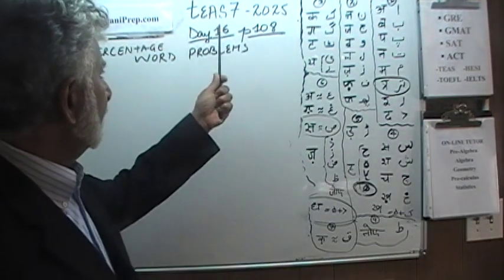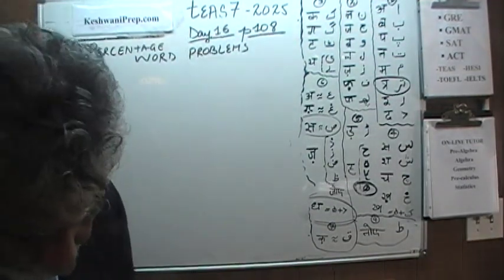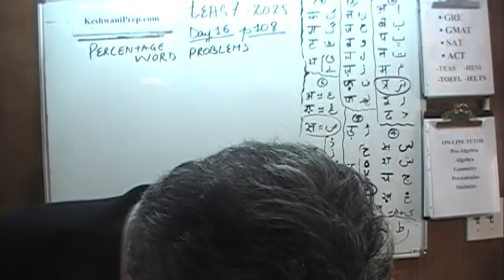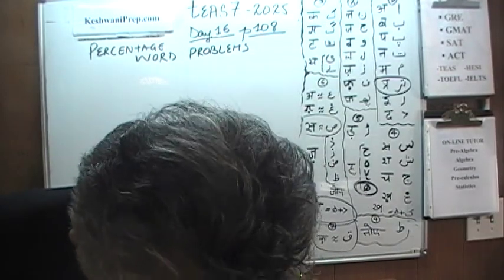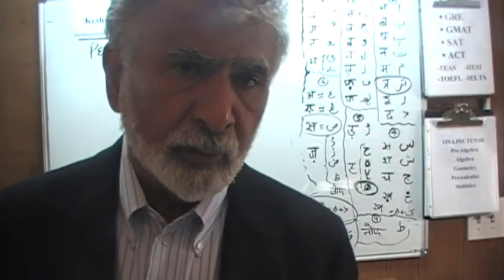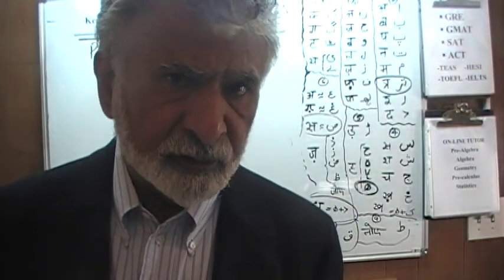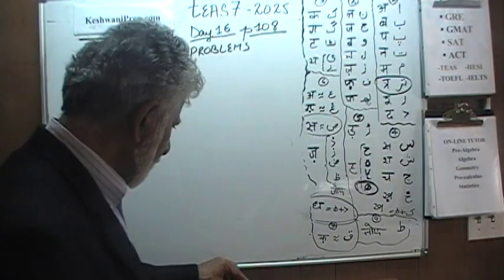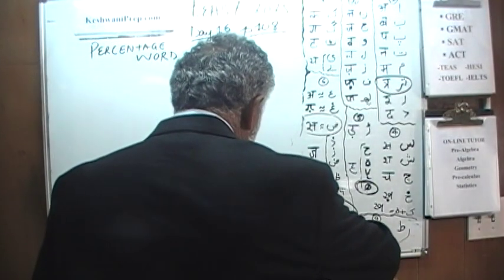Always make sure that this book is in front of you when we're working together. Today is our lesson number 16. We are on page number 108. On page 108, you will find some percentage word problems. Before we do them, we're going to look at some very simple percentages, and then we'll solve the problems. We're going to do a few of them very quickly.